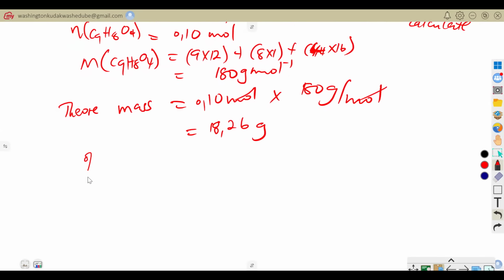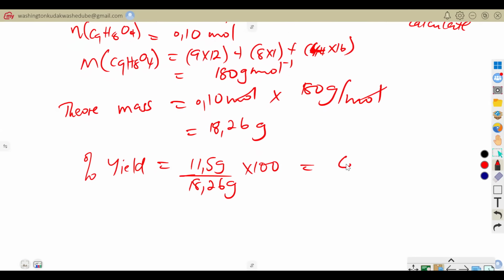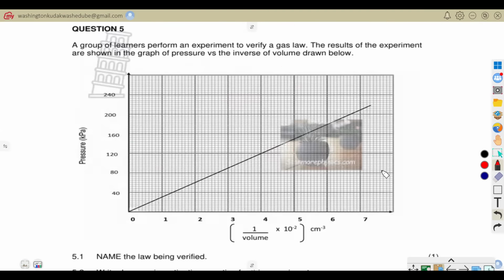We get to say that the percent yield is now equal to actual 11.5 grams divided by the theoretical, which is 18.26 grams, times 100. And then this was going to give us 63.90%. So that was the end of question number 4. Let's go to the next question.